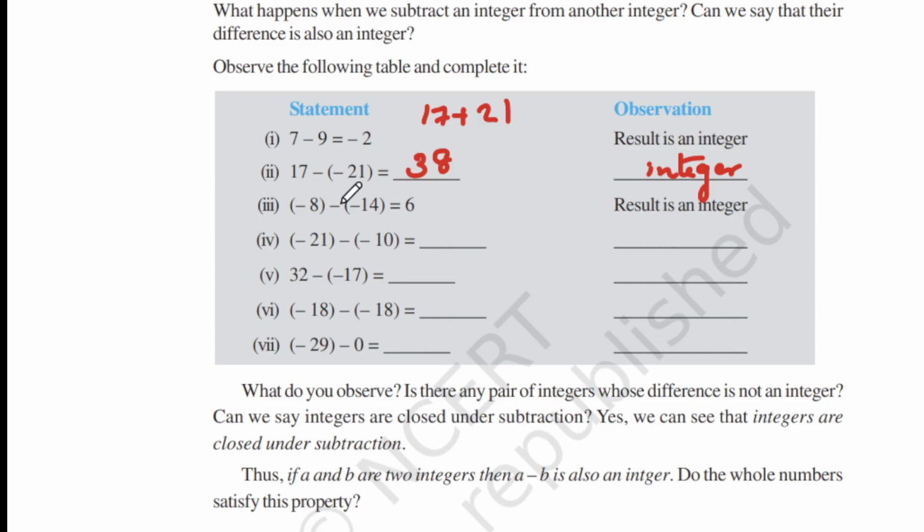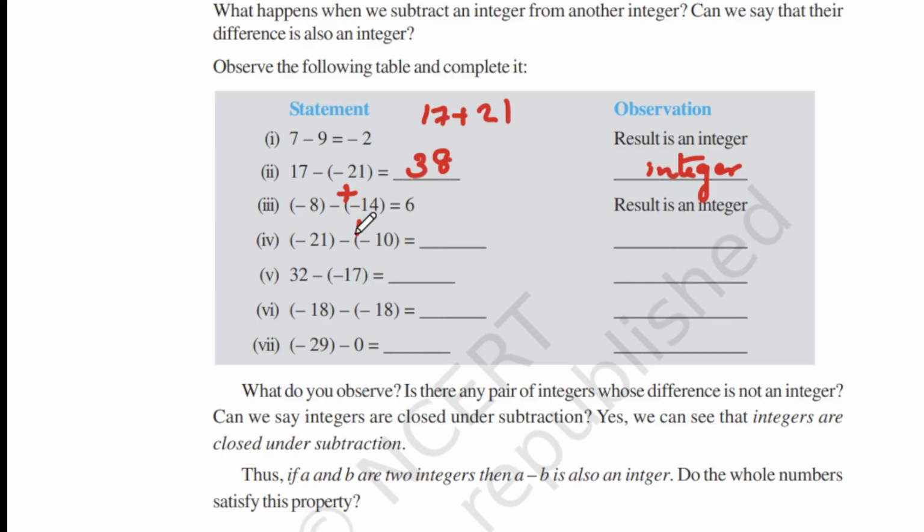And minus 8 minus 14. Minus minus gives plus, so here we have one more minus, so we need to subtract. 14 minus 8 is 6, and the greater number is 14, whose symbol is the symbol of the result as well. So the result is an integer. Here we have minus 21 minus minus 10, which becomes plus.